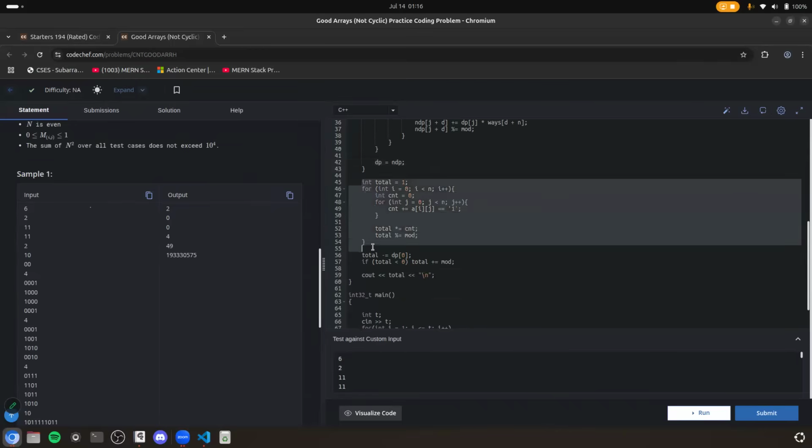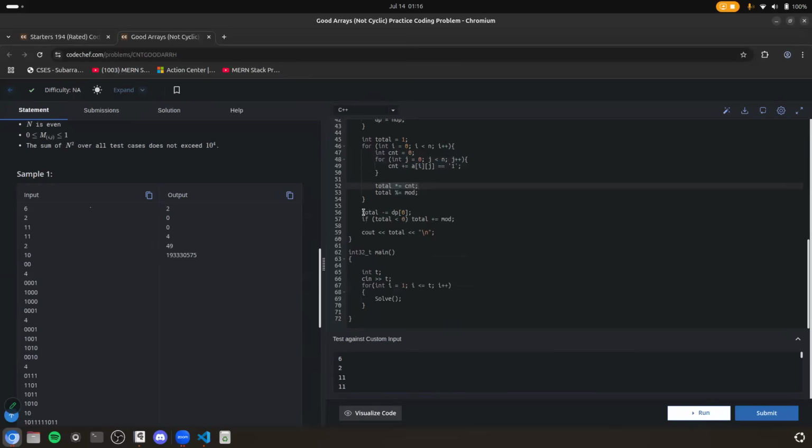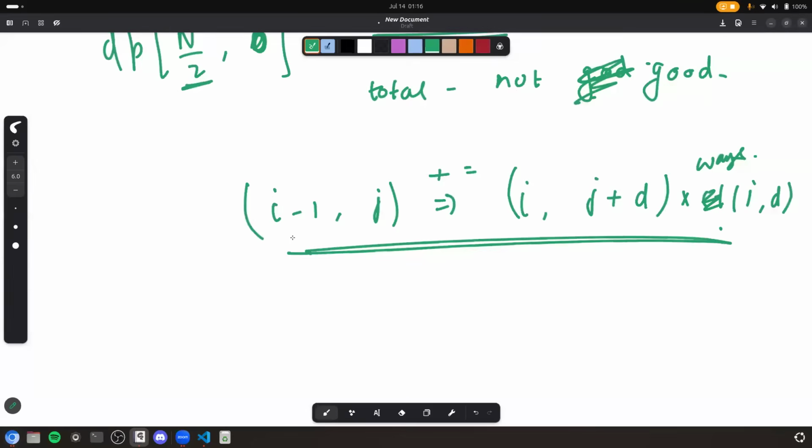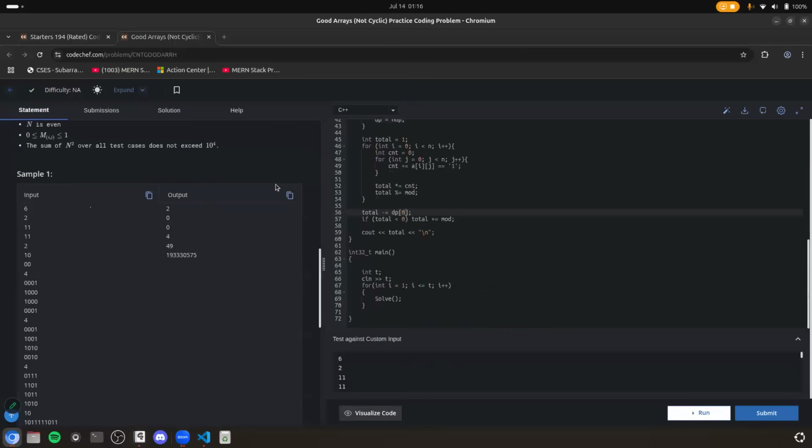And this is the total number of ways. I just count the number of ones in each row and multiply, and total minus of dp[n/2][0], because it is the latest and the last iteration of the dp, so it would be n by 2, and total would be the answer now.